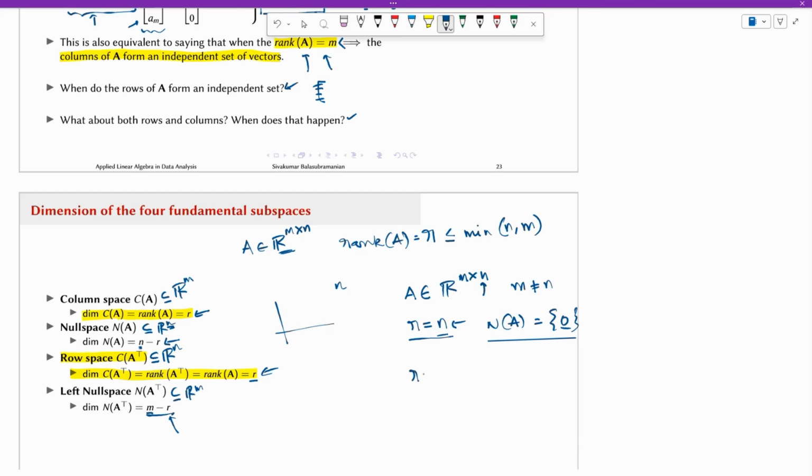What about when R is equal to m, the number of rows? What is the dimension of the null space? The dimension of the column space is m. The dimension of the row space is m. The dimension of the left null space is 0. The dimension of the null space would be n minus m. That's all.